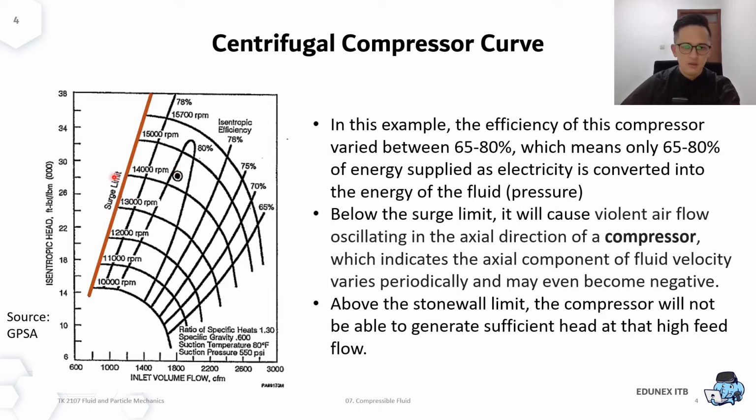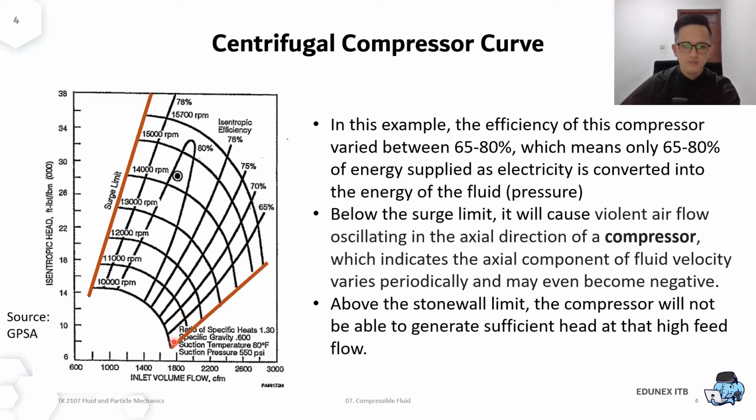At the left extreme, there is a surge limit. So below the surge limit, it will cause violent airflow oscillating in the axial direction of a compressor, which indicates the axial component of fluid velocity varies periodically and may even become negative. So it will not generate the expected pressure, and it could even risk or damage the compressor itself. That's too low of a volume flow rate. To prevent that, usually in more detail, we will have to install some bypass or even some anti-surge valve. We will talk about that later in the class.